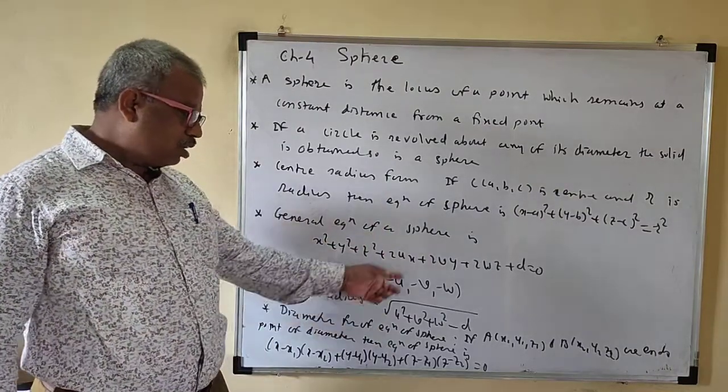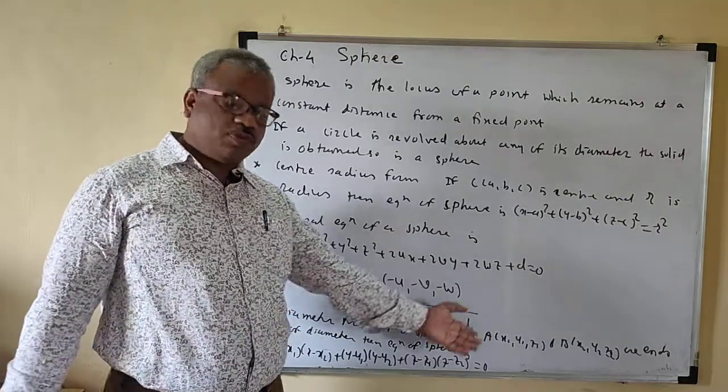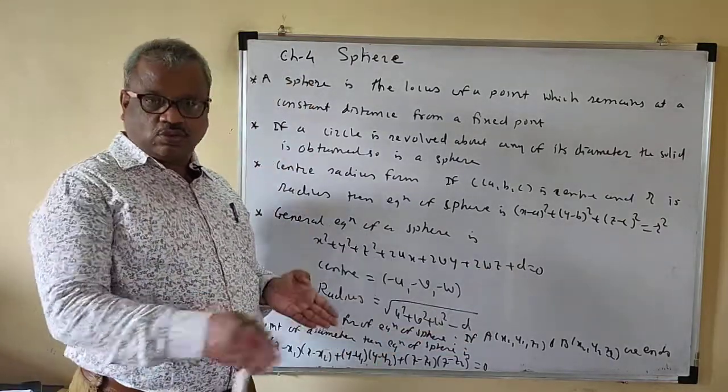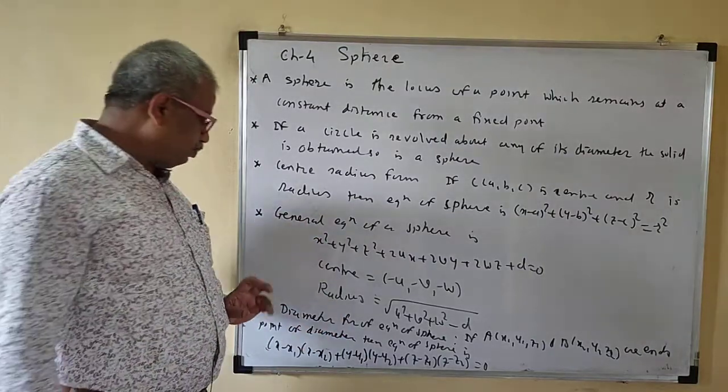Then take the square of each of these, multiplied by half, and take the square of them and subtract the constant. Do that calculation and take the root of that. You will get the radius of the sphere.